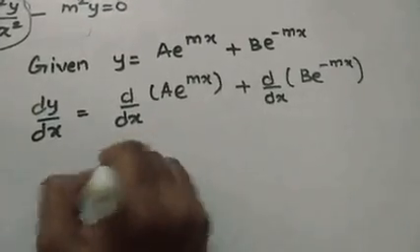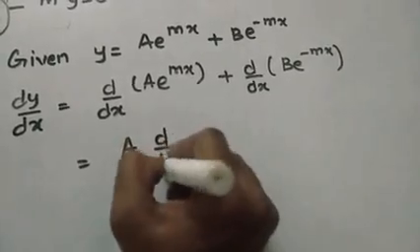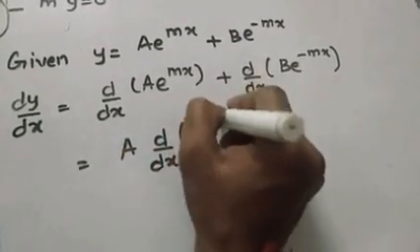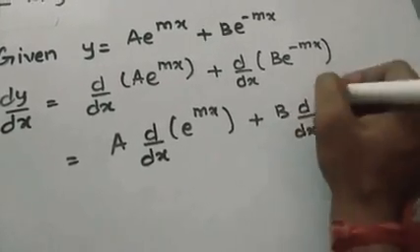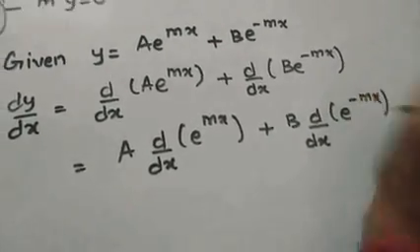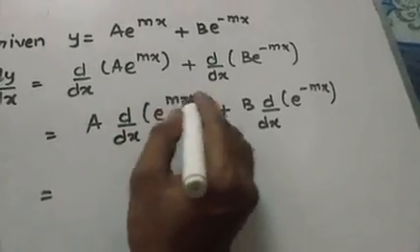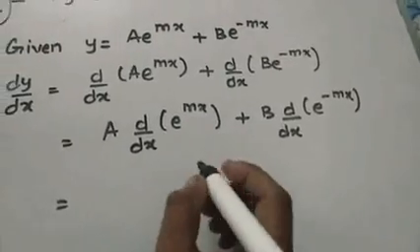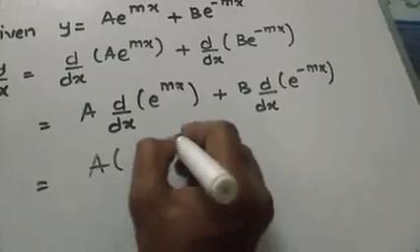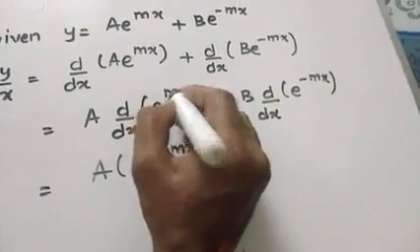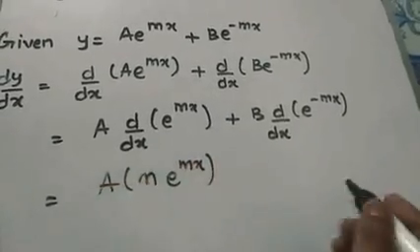Now a is a constant. Let us take the constant out of the derivative. Now a times d dx of e to the power mx, we know the formula. According to the formula, e to the power mx will be the same, and just what is the coefficient of x here? The coefficient of x here is m, so we will write here m.